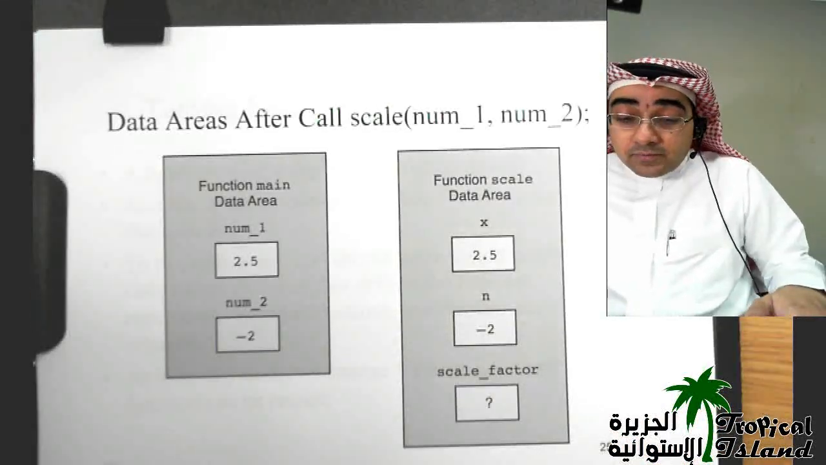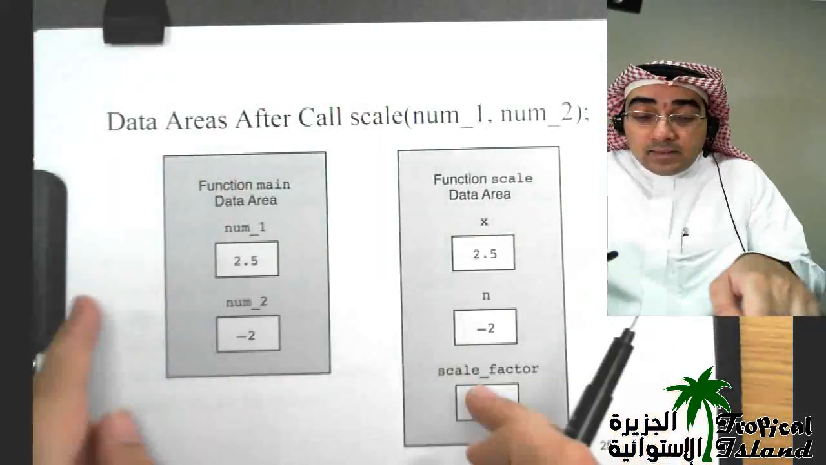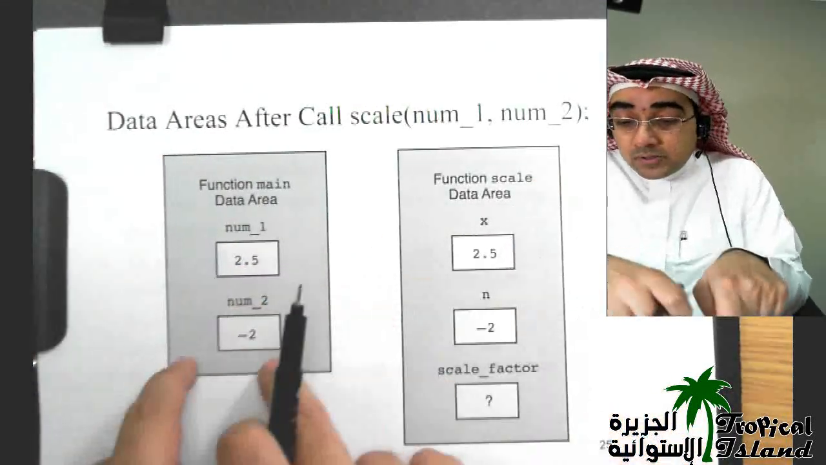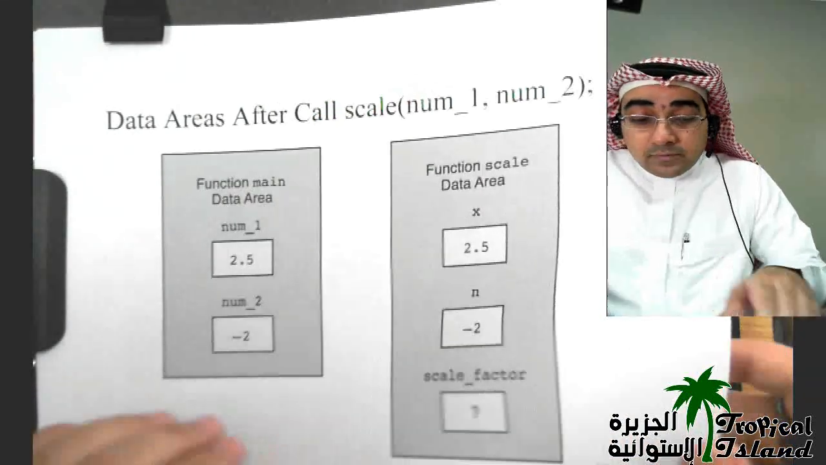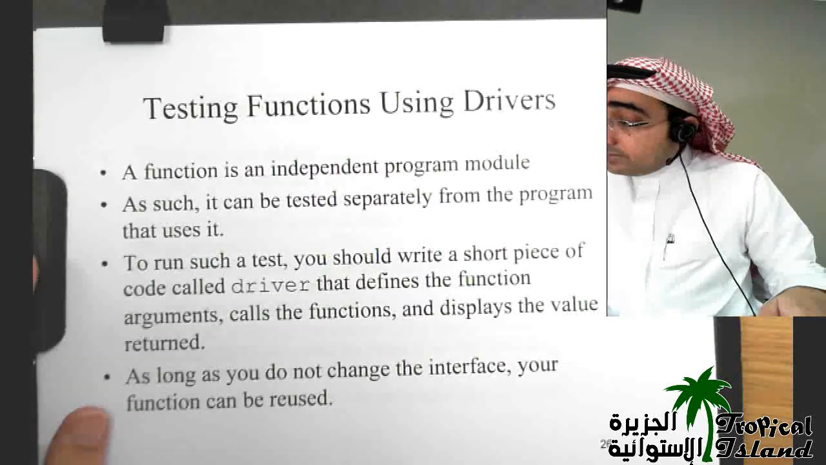And I actually explained the different function areas. When a function calls another function, you will have a function area, and then you can pass the values of the function to that value. I already explained that. Testing a function.